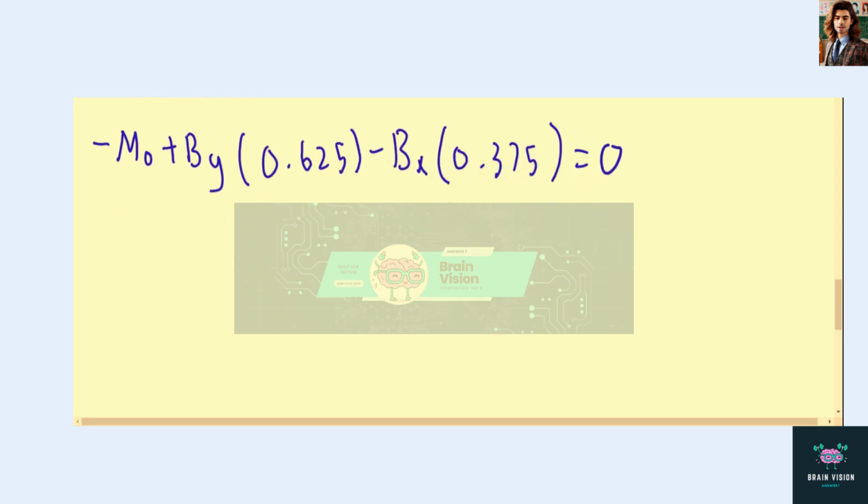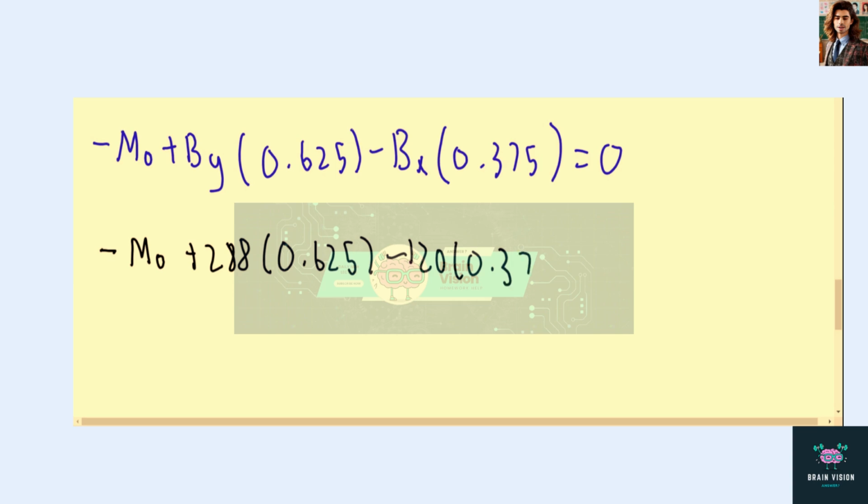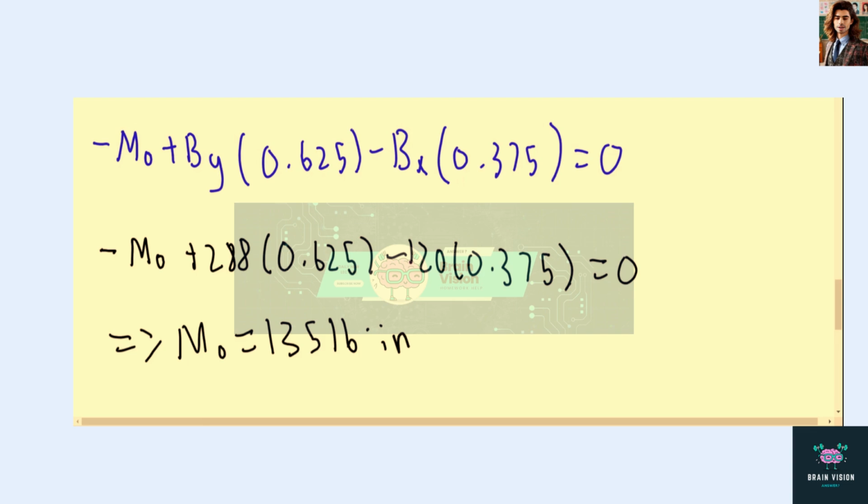And we can plug in the known terms and solve for M naught. So we get negative M naught plus 288 times 0.625 minus 120 times 0.375 is equal to 0. And solving this for M naught, we'll get a value of 135 pound-inches, and this is going to be in the clockwise direction.